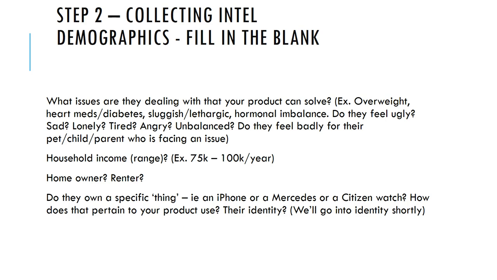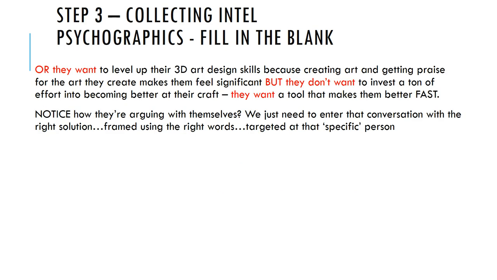Okay. What's their household income range? We found that out. Are they a homeowner or a renter? Do they own a specific thing, like an iPhone or a Mercedes or a Citizen watch? Or do they want to own that specific thing, right? We can find that out from the forums. We can find that out from going to the Facebook groups that are indicated under Audience Insights. And if this isn't pertinent to your product use, that's great. But it can tell you a lot about their identity, which we're going to go into shortly.